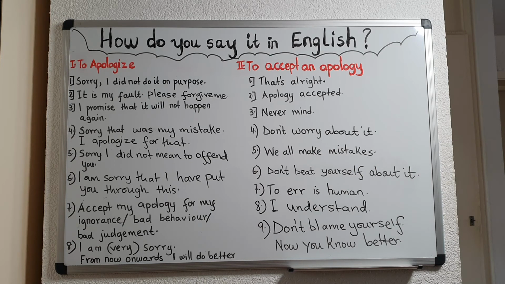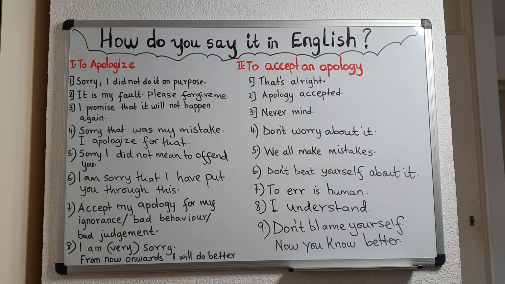For example, if someone says to you, I'm sorry that I've put you through this, you can say, never mind. Okay? So you accept the apology, but what you're trying to do is not make the other person feel so bad. I mean, they already feel really bad for what they've put you through. So when you say, never mind, it means don't worry about it. Don't worry too much about it. Never mind.